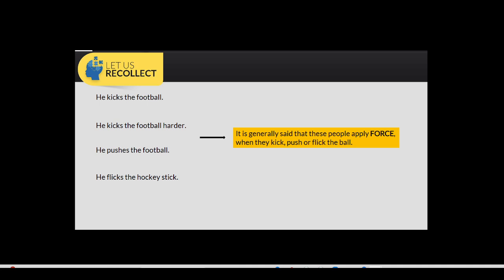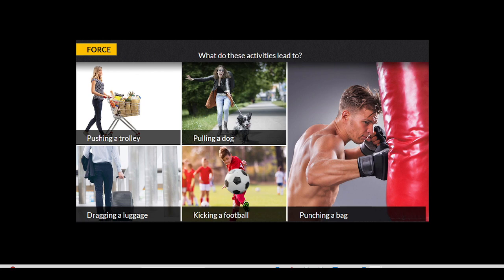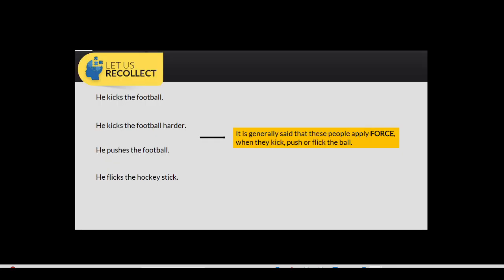So what is force? Force is push, pull, kicking something, any object, or hitting, right? So tell me, what is force? Hitting, kicking, flicking, throwing, and touching. Mostly touching. You have to touch it and then do something with it.